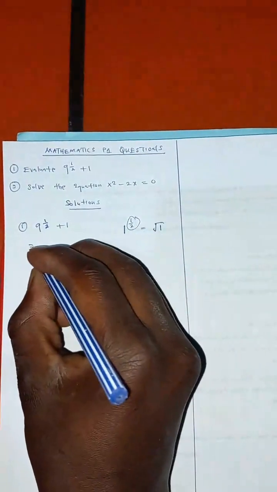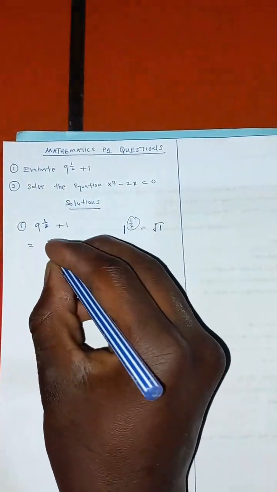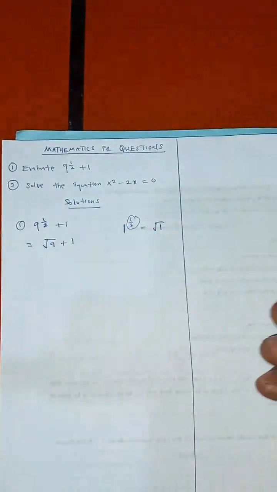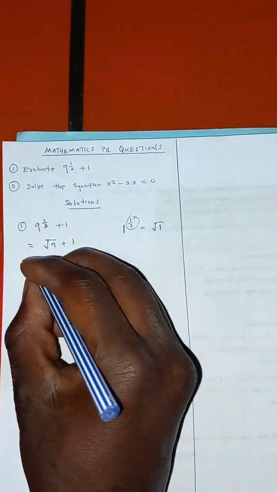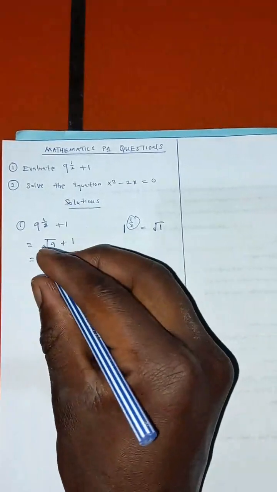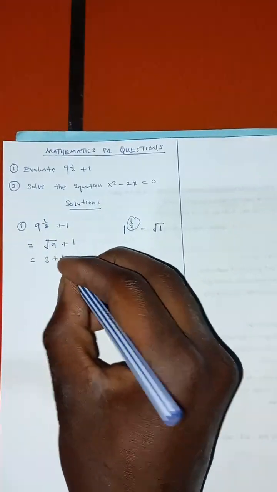Are we clear? Okay. So now we can write the 1 over 2 power as the square root of 9, plus 1. It's one and the same thing: power of 1 over 2 and square root are the same. So we finish by asking, what is the square root of 9? It is 3, then plus 1.